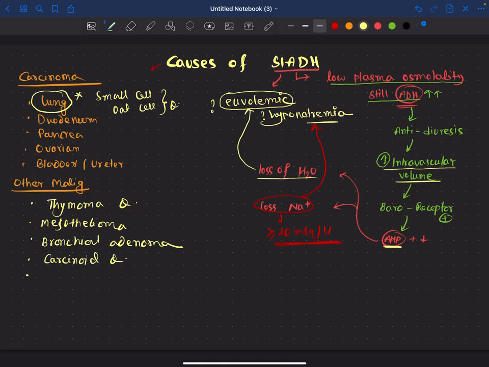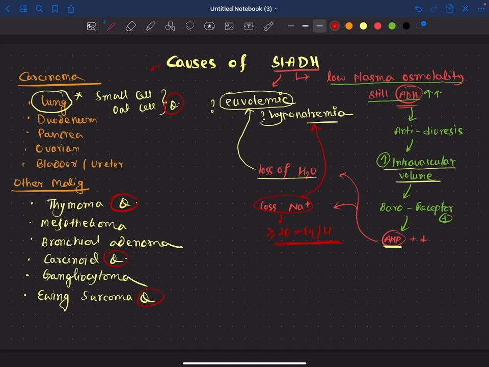Next is gangliocytoma. And next is Ewing sarcoma. That's a question. So these are all questions. So lots of carcinomas are there.